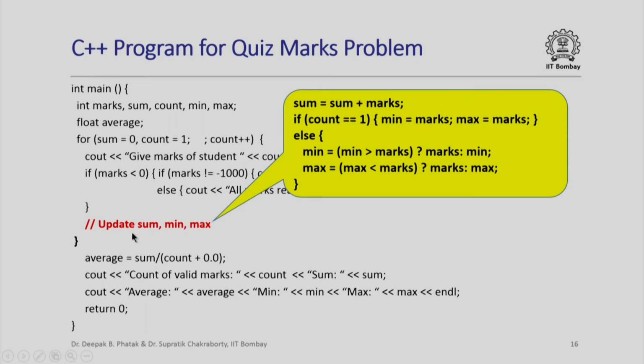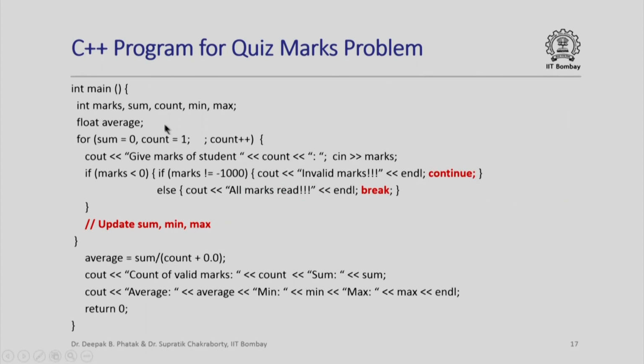And of course, how do we update sum, min and max? We have already covered this in a previous lecture, but here is a recap again. We add marks to sum, and if this is the first marks I am reading, then I update min and max with marks. Otherwise, I update min and max with conditional expressions that ensure that min is the minimum marks I have seen so far, and max is the maximum marks I have seen so far. So that is how our entire program looks like.